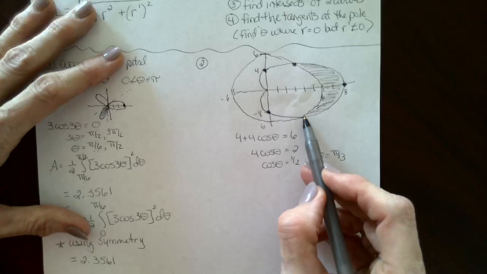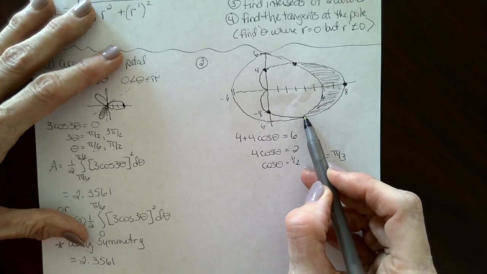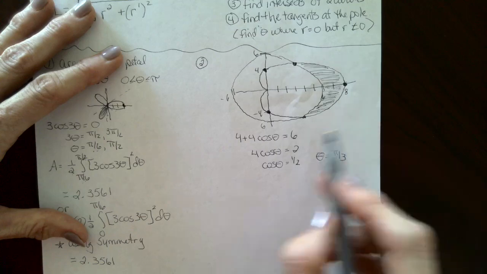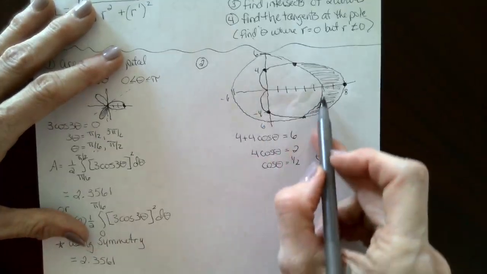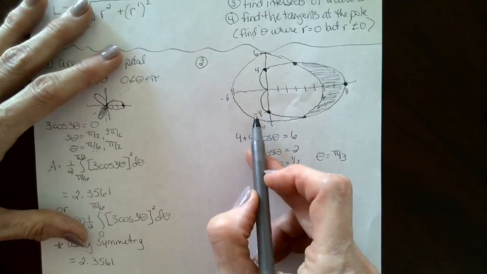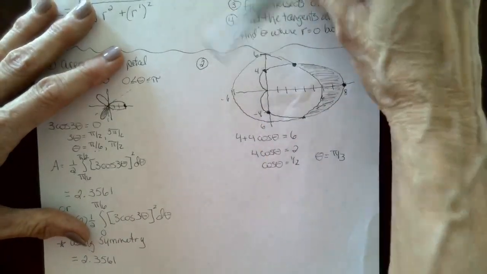And this one down here would be 5 pi over 3, right? Okay. So if I want the area inside 4 plus 4 cosine, but outside of the r equals 6, think about what that integrand is going to look like.